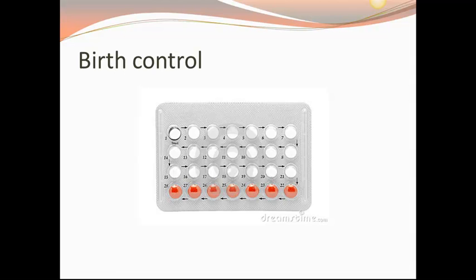So if you are having breakthrough bleeding or symptoms, you can call your doctor and they can put you on a different type of birth control that maybe has a little bit more progesterone or estrogen to prevent those breakthrough bleedings. As you notice, the last week is a different color, and these are placebo tablets.